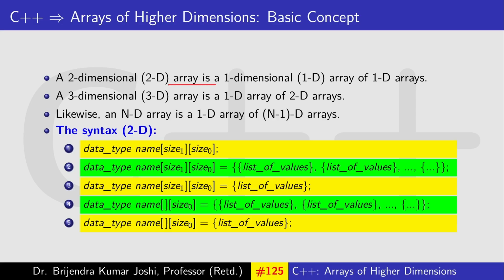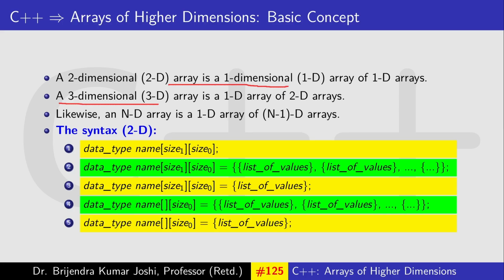A two-dimensional array is nothing but a one-dimensional array of one-dimensional arrays. So in short, we call it 2D array and 1D array. Similarly, a three-dimensional array is nothing but a one-dimensional array of two-dimensional arrays, which are in turn one-dimensional arrays of one-dimensional arrays. Likewise, an n-dimensional array is a one-dimensional array of n minus one-dimensional arrays.